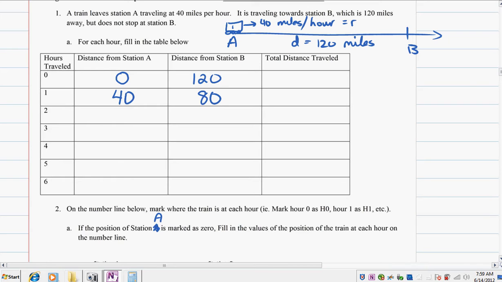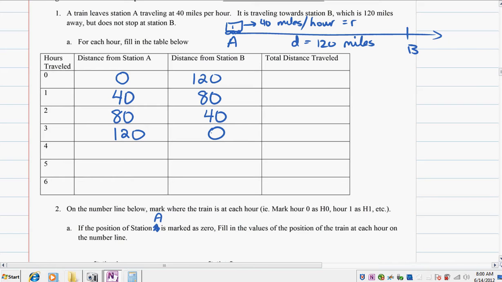And after 2 hours, it's gone 80 miles away from A. And so now it is 80 miles closer to B, which leaves it 40 left to go to B. And then after 3 hours, it's gone another 40 miles, so it's 120 miles traveled. And then it's gone 120 towards B, which was 120 to start with. It's at B after 3 hours.